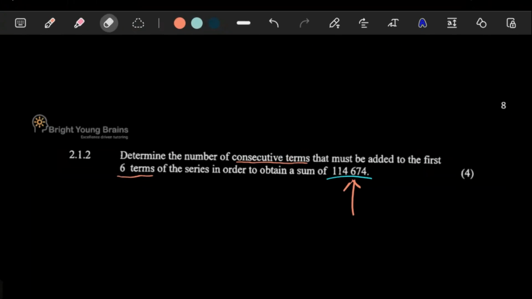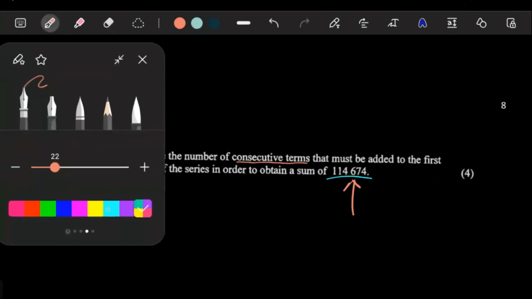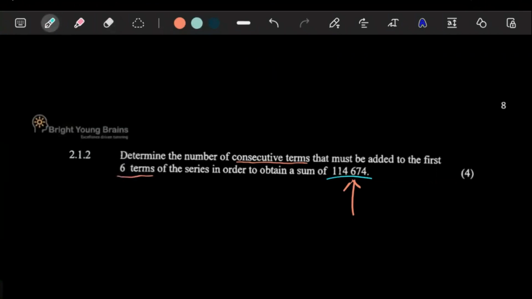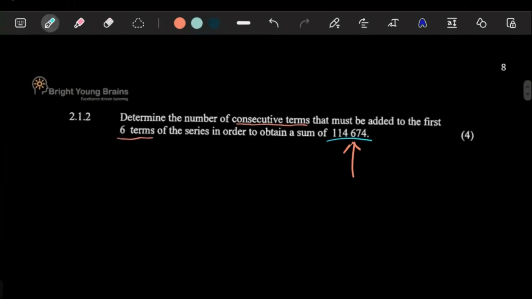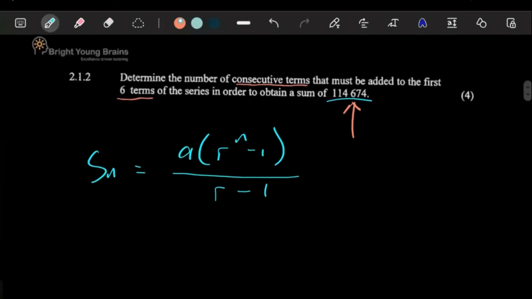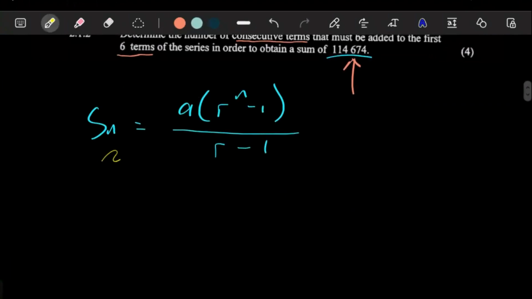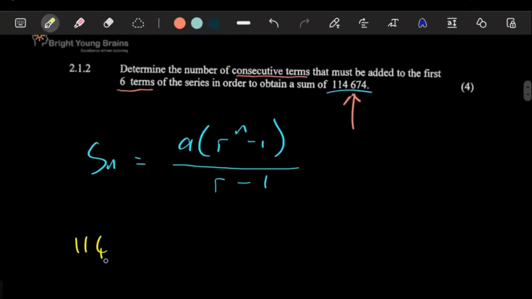It says here, with all that being said, let's see what we can do. Let's work out how many terms we need to add up to get this value. Since it's a geometric series, we can use this formula: a(r^n minus 1) over (r minus 1). A and r we have, and we have Sn already, 114,674. Actually, let me just take a detour.